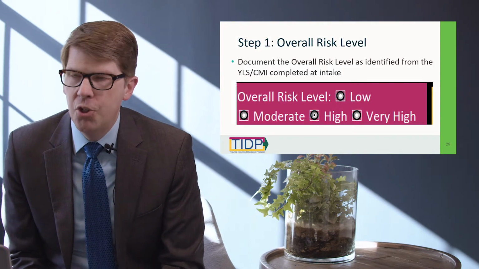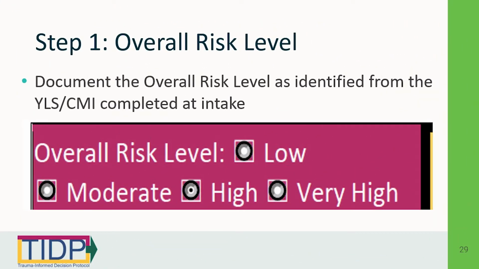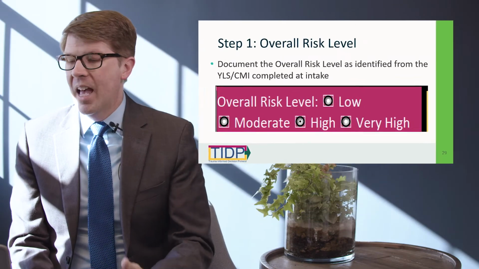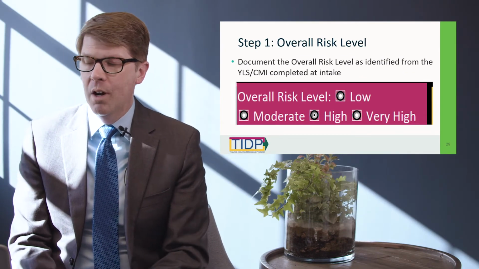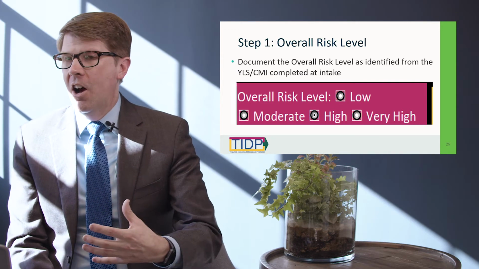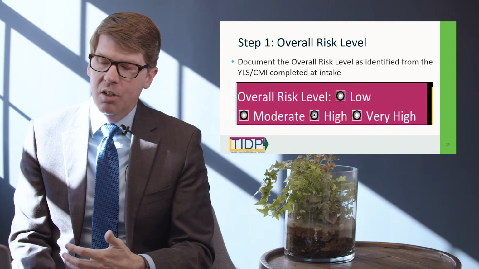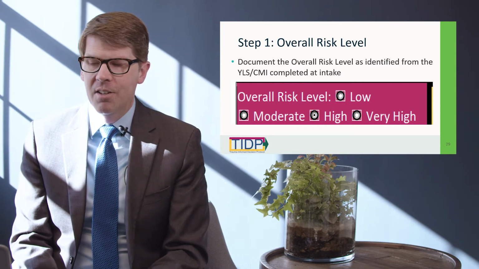Okay, step number 1. The TIDP is just plotting the overall risk level from the YLS CMI. Okay? And so AJ's total risk score is 24. Of course, in the YLS, we know that score places him in the high risk range for future delinquent behavior. And so on the TIDP form, you're just going to be indicating what that overall risk level is.